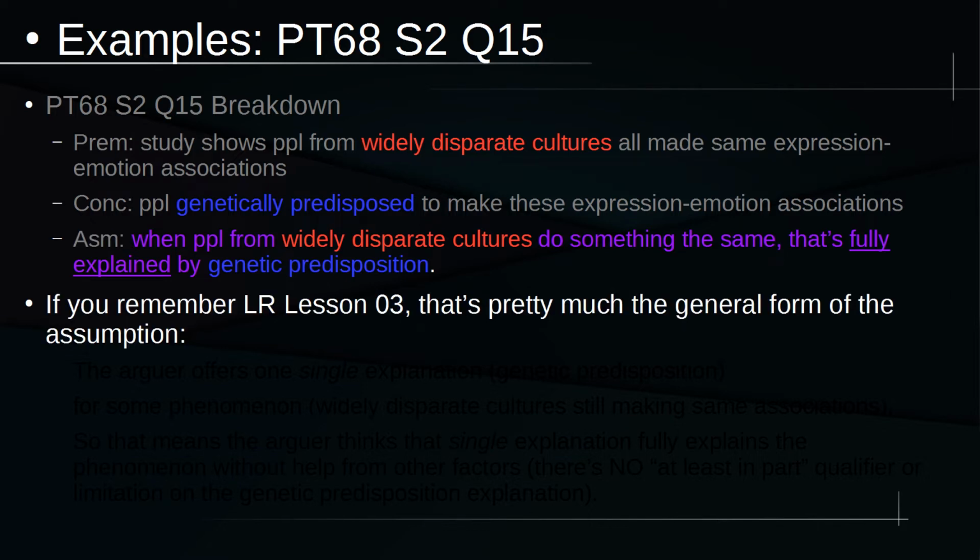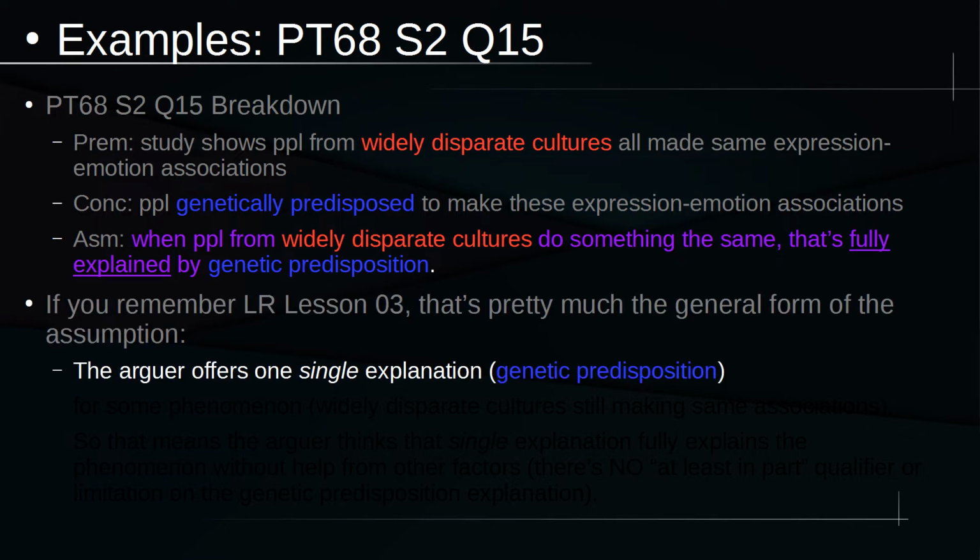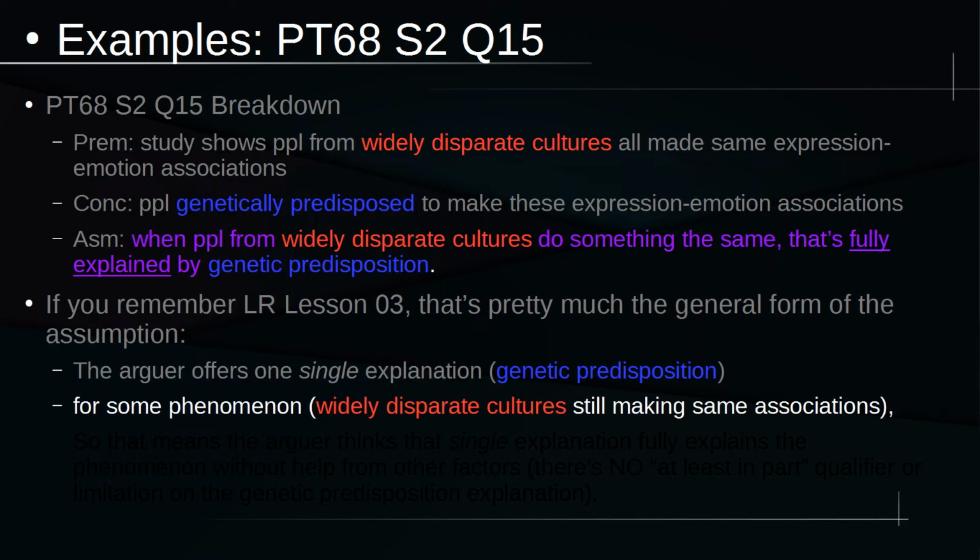And so, as a reminder, the general form of the assumption does come from LR Presentation 3, so if you need a refresher, go back and take a look at that. But to give you a basic breakdown of how it works, I'll go through it real quick. The arguer offers one single explanation, in this case genetic predisposition, for some phenomenon, in this case widely disparate cultures still making the same associations.